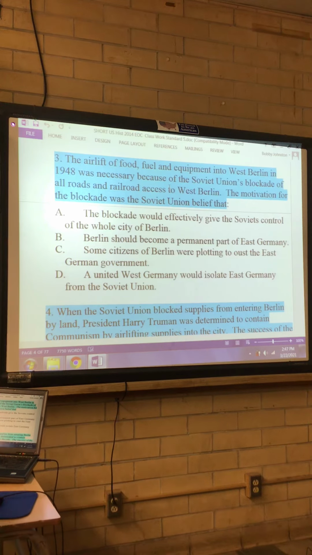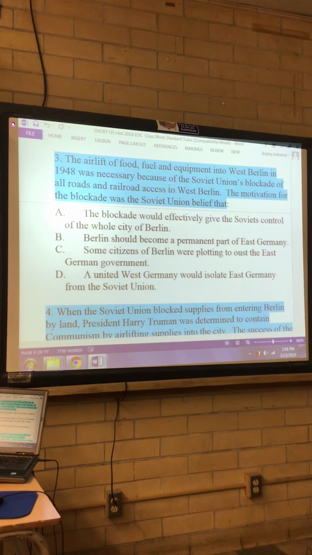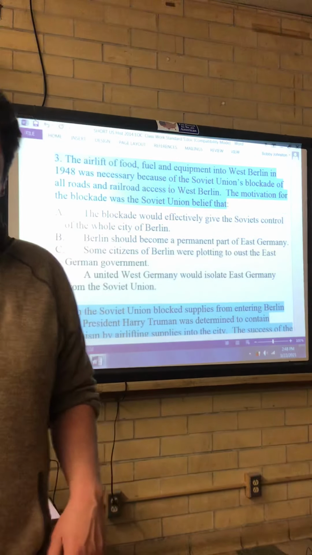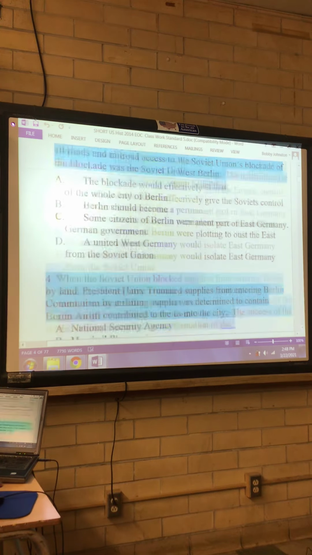Now, I hate this question because both of them are correct on this one. If you miss a few fine details, both A and B look correct, okay? It said, what is the motivation behind the blockade? It's that he wanted to control the whole city. That's the motivation. His ultimate goal was to make it a permanent part of East Germany. So, on your paper, number 4, let's go to the next one, okay?